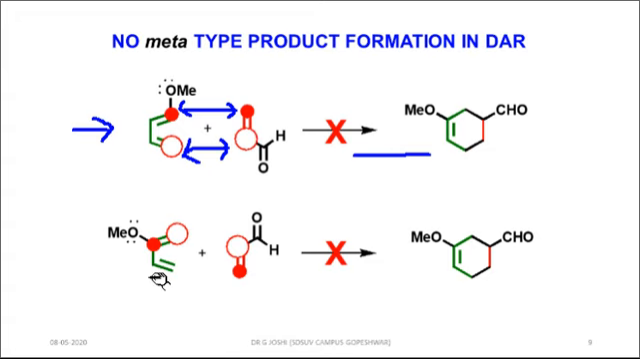Similarly, in the case of a two-substituted diene as well as a dienophile, if we change the orientation of the dienophile, then it will result in a similar situation. Two more electronegative ends will come closer and will result in a repulsive kind of interaction, and the meta type product formation is again ruled out.